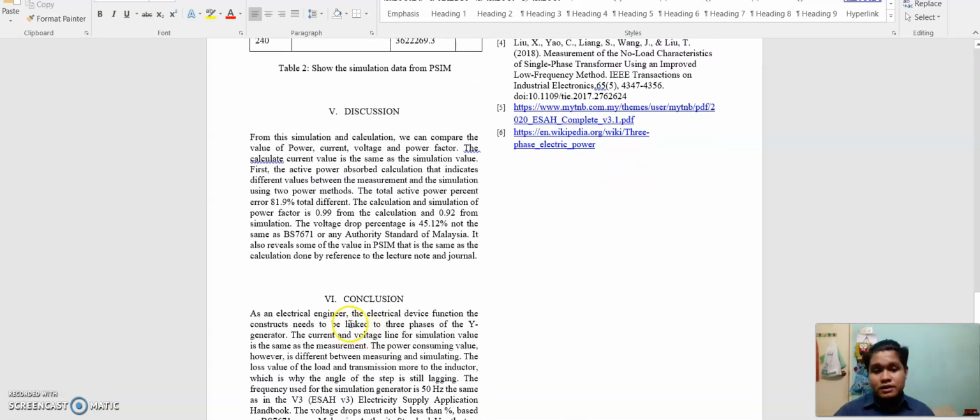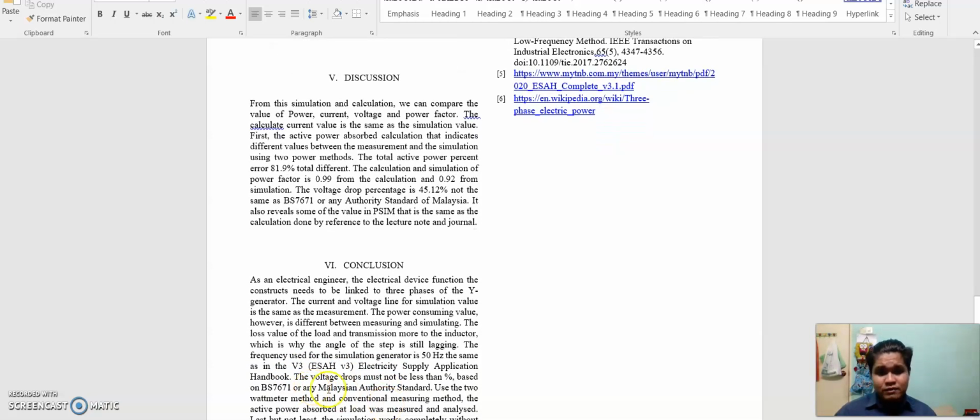As an electrical engineer, the electrical device function constructed needs to be linked to the 3 phase part of the Y generator. The current and voltage line for the simulation value is the same as the measurement. The power consumption value, however, is different between measuring and simulating. The loss in the load transmission is more at the inductor, which is why the angle is still lagging. The frequency used for the simulation generator is 50 Hz. It's the same as the electrical supply application handbook. The voltage drop must not be less than any measure authority standard.